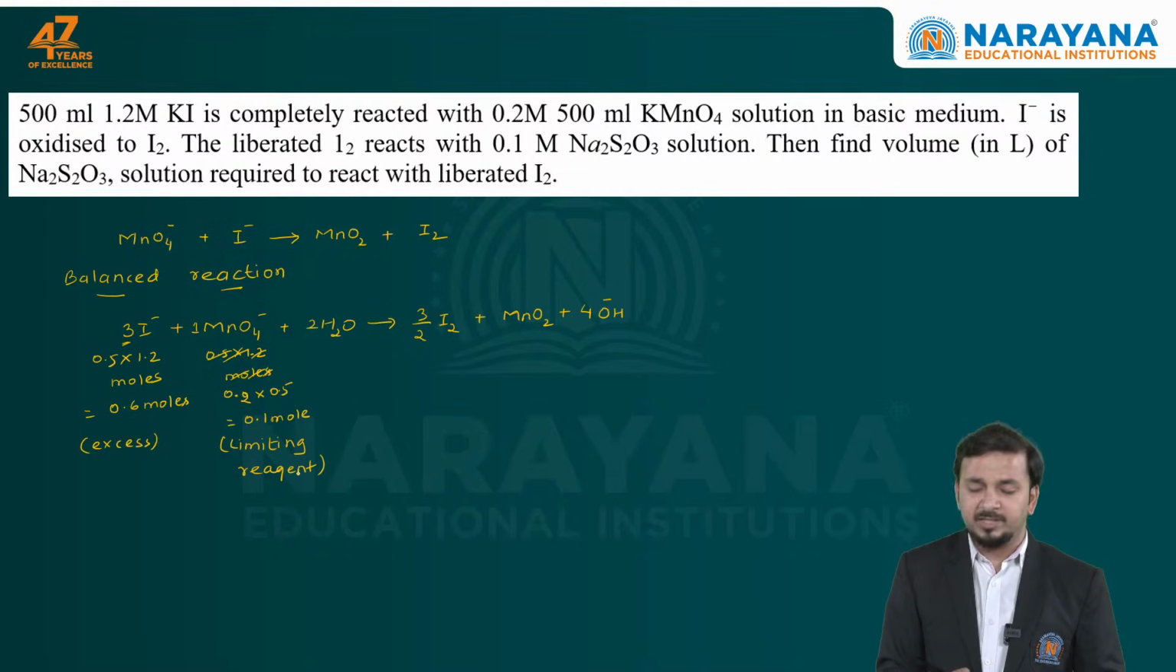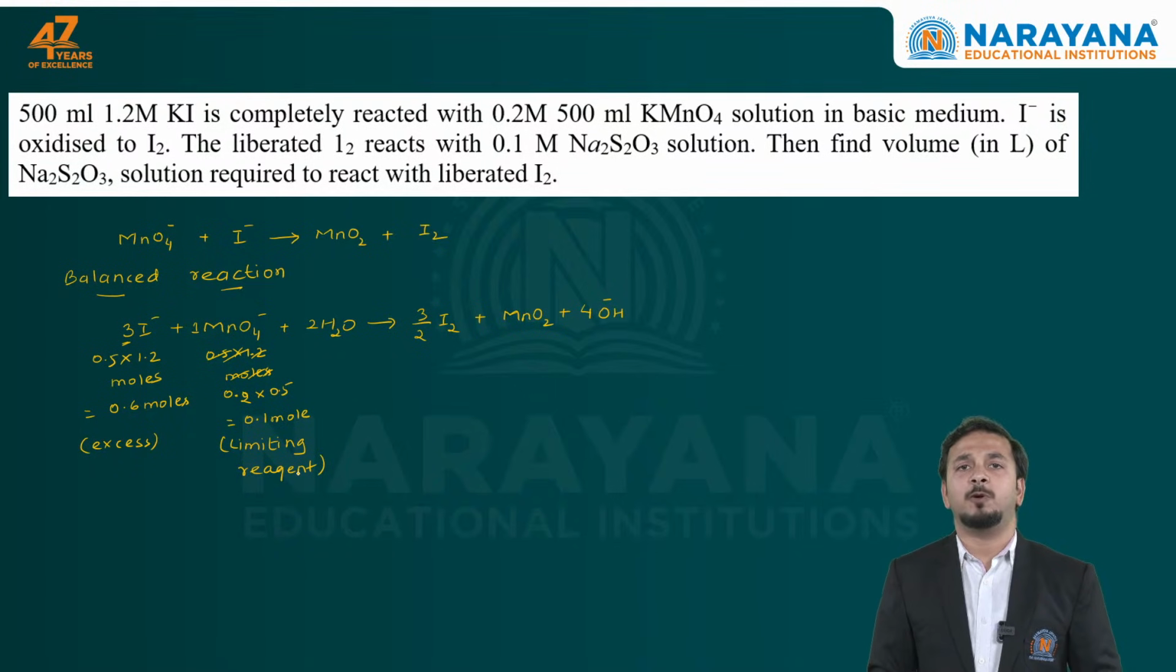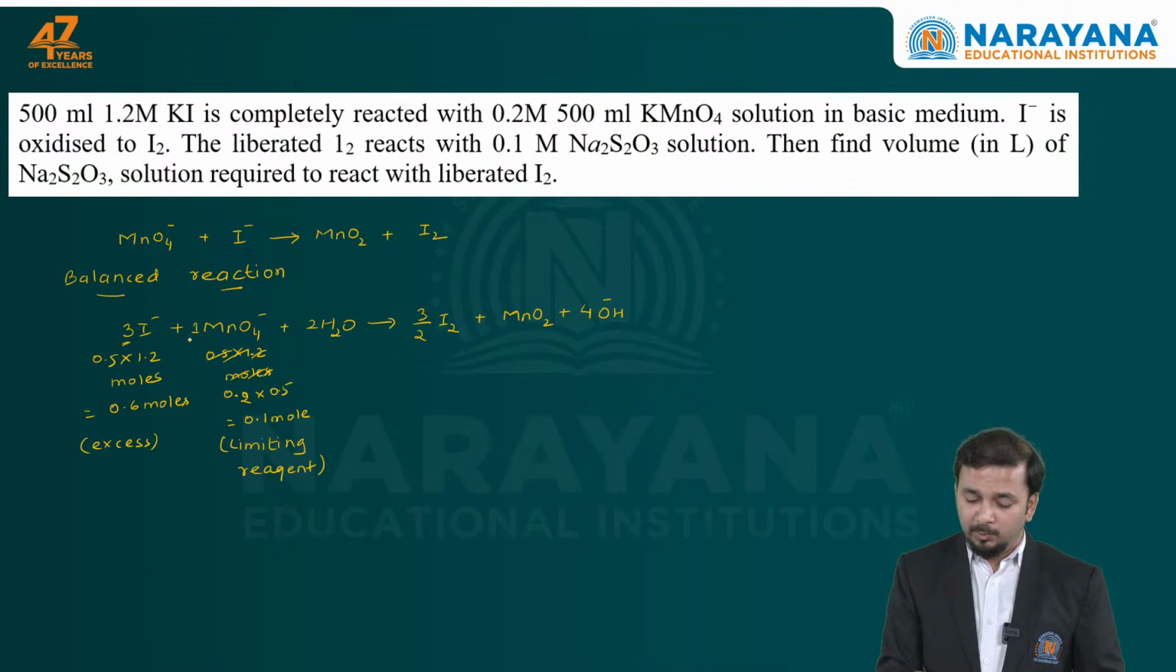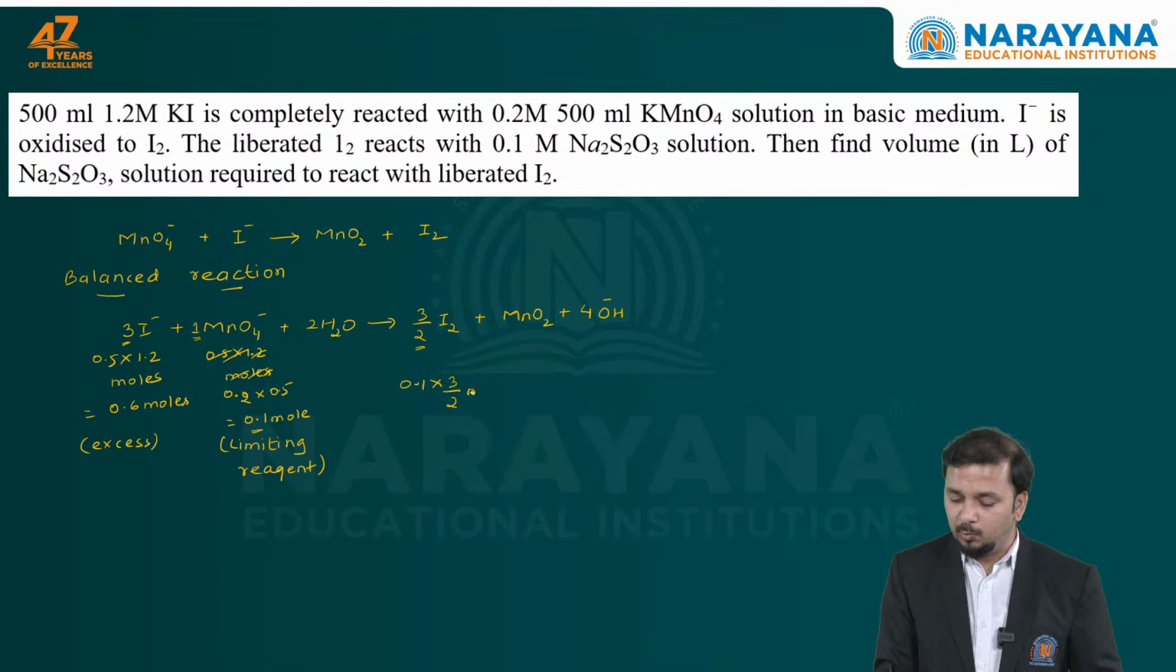Now, if this is the limiting reagent, from this information we can find the amount of I2 which will be produced. So 1 mole of MnO4 minus will produce 3 by 2 moles of I2. So 0.1 mole of MnO4 minus will produce 0.1 into 3 by 2 moles of I2. So this will be equal to 0.15 moles. So these many moles of I2 will be produced.